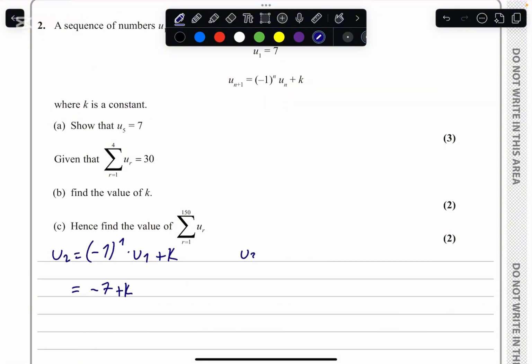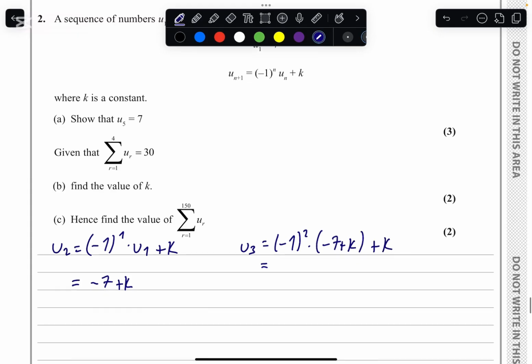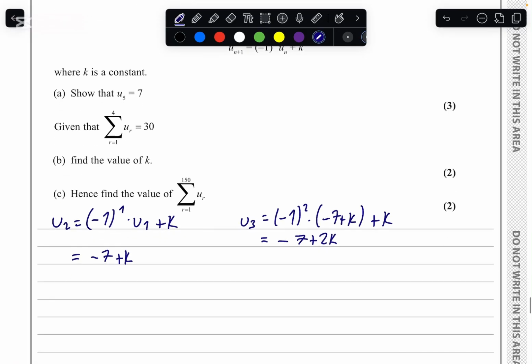Then we do the same for u3, which is minus 1 to the power of 2 times u2, which is minus 7 plus k, plus k. That gives us an answer of minus 7 plus 2k. Then we do u4, and so on and so forth until we find u5.